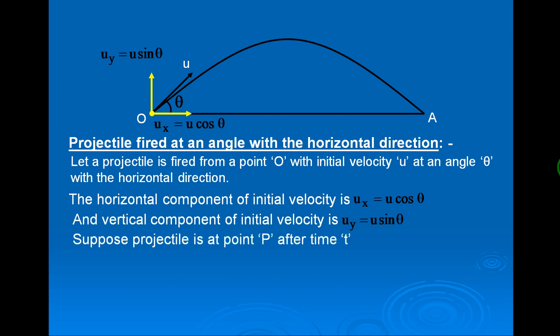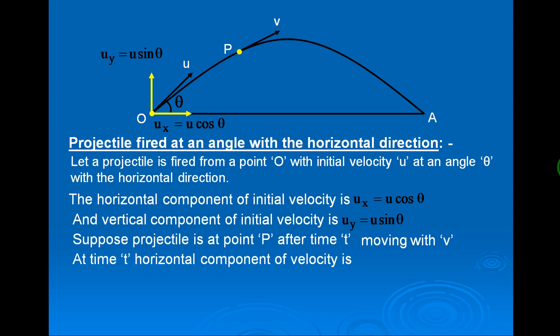Now suppose the projectile is at point P after time t. This is the projectile at point P after time t, moving with velocity v as shown in the diagram. At time t, the horizontal component of velocity is Vx equal to u cos theta. It will remain the same because there is no acceleration in the horizontal direction. The only acceleration is in the vertical direction downward, acceleration due to gravity.